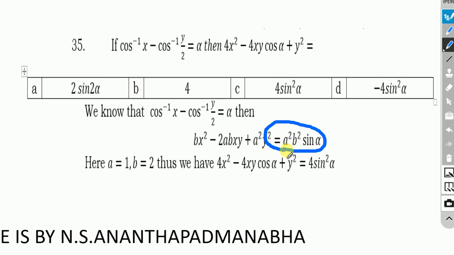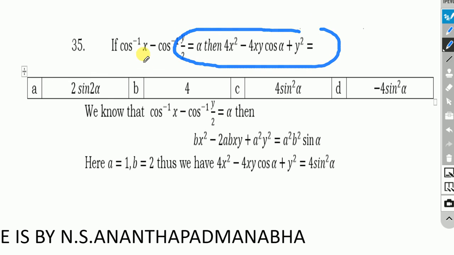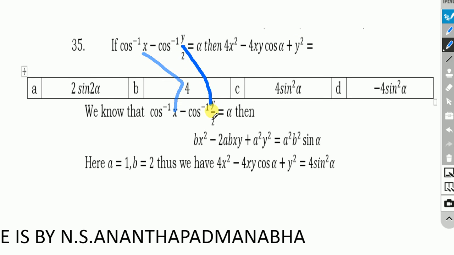Now cos inverse of y by 2 is alpha, and here I have 4x square, which means I have this as b square x square. So b is equal to 2, because on the right hand side I have a square plus b square minus 2abxy. I am taking this as 4xy cos alpha. I have to divide this by 2, so I will get 2x into y. If we take a equals 1 and b equals 2, this equality will be valid.